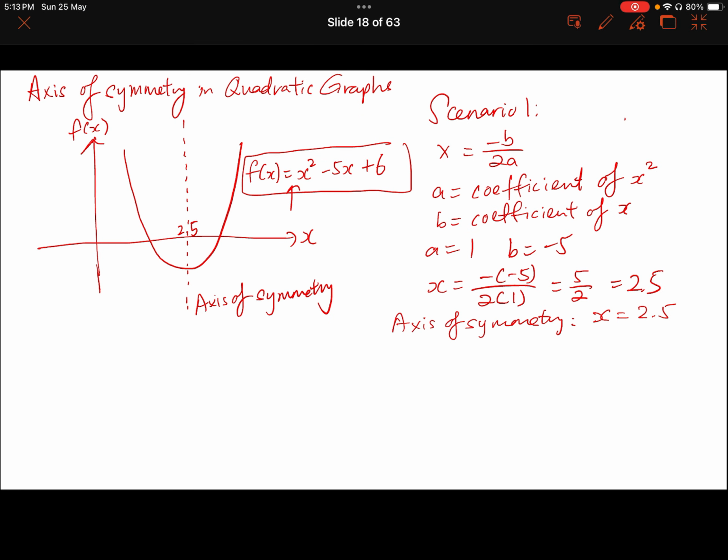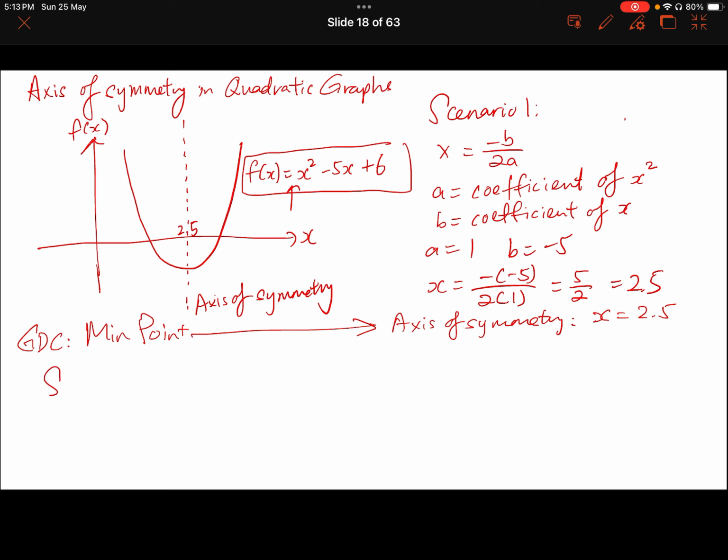Which is x equal to 2.5. So again, the GDC will find the minimum point, which should give you the same axis of symmetry, x equal to 2.5. Okay, so that's scenario 1.